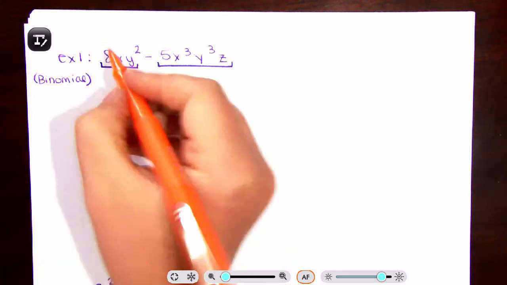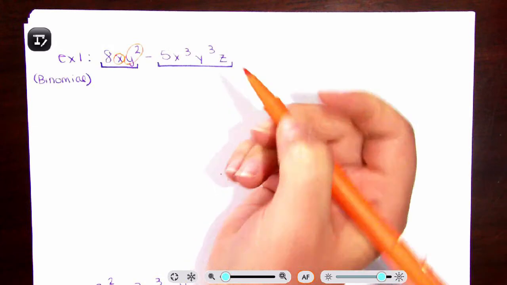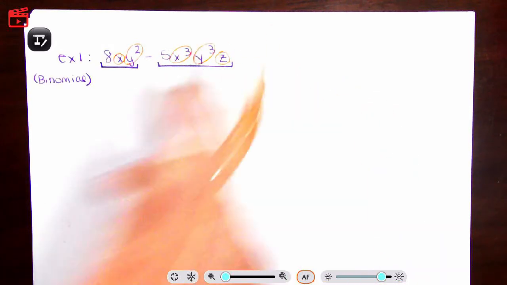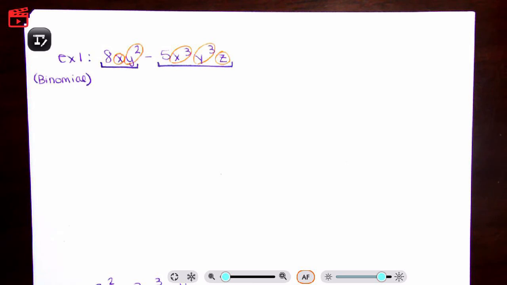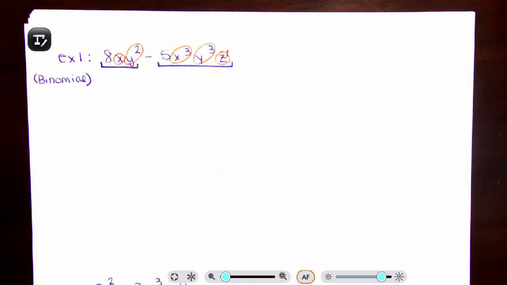So let's go ahead and see what the variables are. Variables are letters. So I have an x here and a y squared in the first term. I have an x cubed, y cubed, and a z in the second term. Now, a letter without an exponent does in fact have an exponent. That exponent just happens to be 1. Mathematicians are lazy, so we do not write it typically, but it is there.